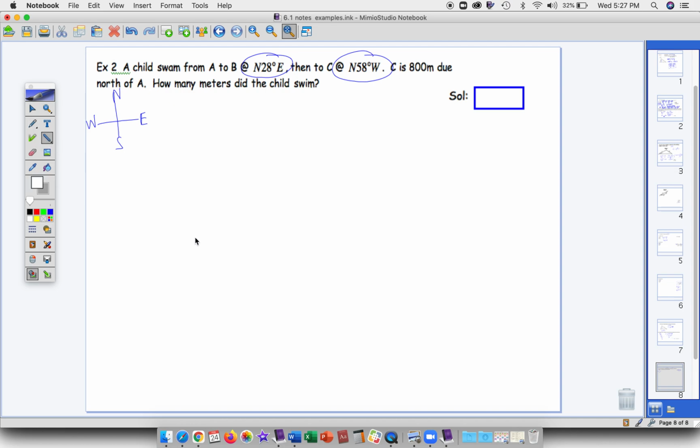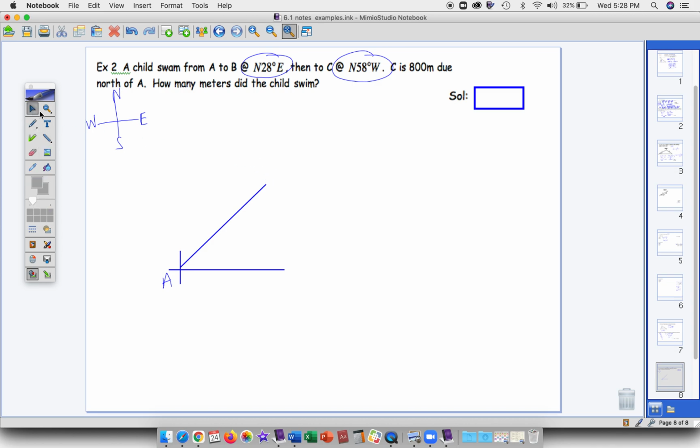So I'm going to start down here. Let me get a solid line here. Make it a little thicker. Maybe some color. Okay, so let me do a little north, south, east, west thing here. So this is the starting point for the child. This is A. And then remember, for that bearing, we start north and we sweep to the east that many degrees. So 28 degrees, we'll say that's about there.